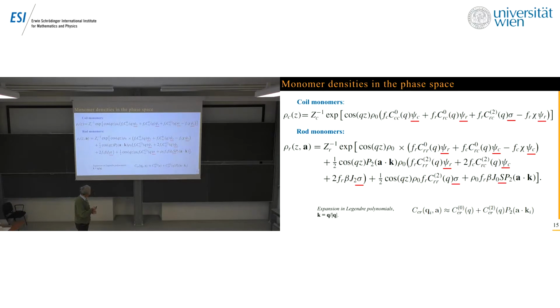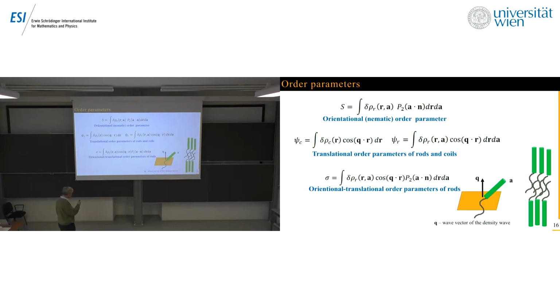These order parameters are familiar to people who worked in the theory of smectic liquid crystals. There are actually three order parameters. The first is the standard orientational nematic order parameter, just the average of P2. Then there is a standard translational order parameter, or more exactly two of them, for rods and for coils, which are just averages of the cosine. And then there is a mixed, so-called orientational translational order parameter, which is the average of the product of cosine and P2.